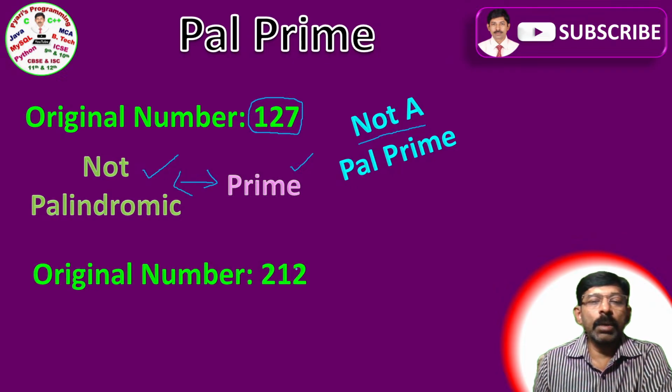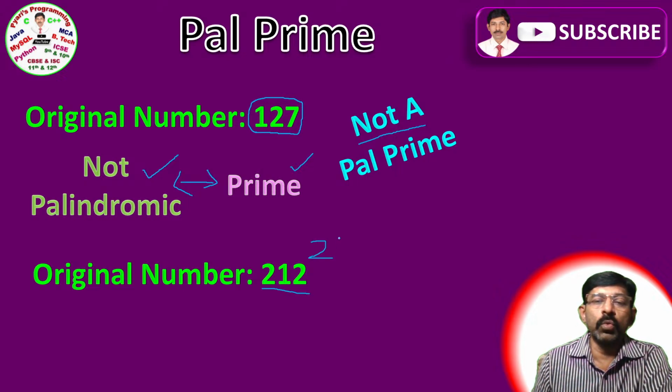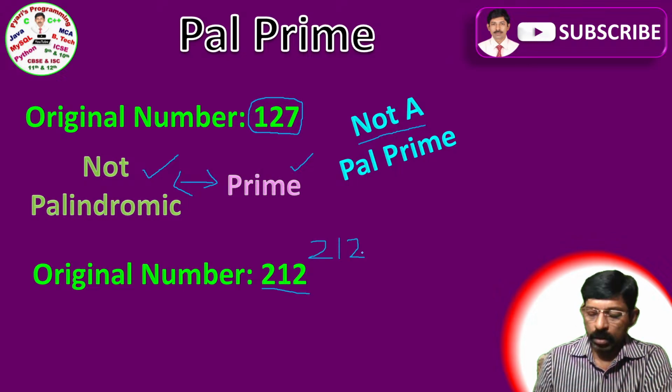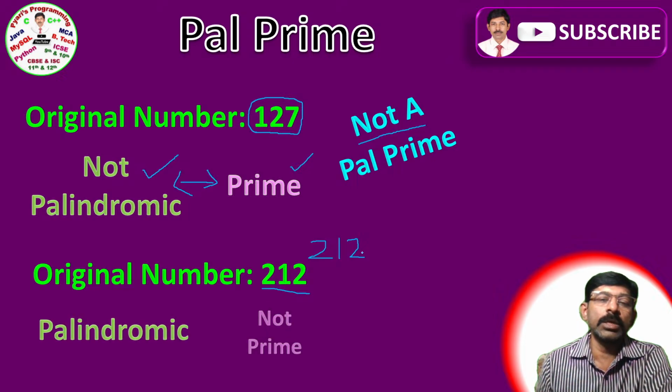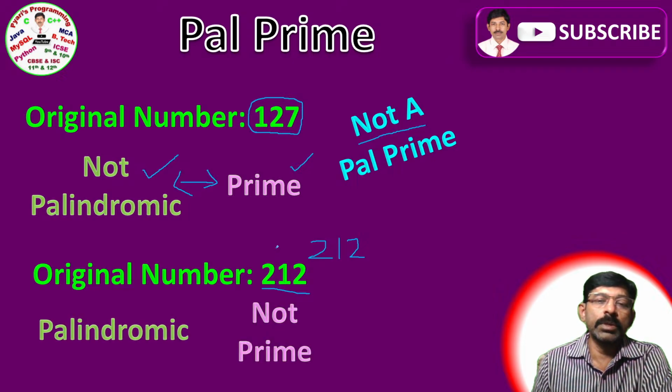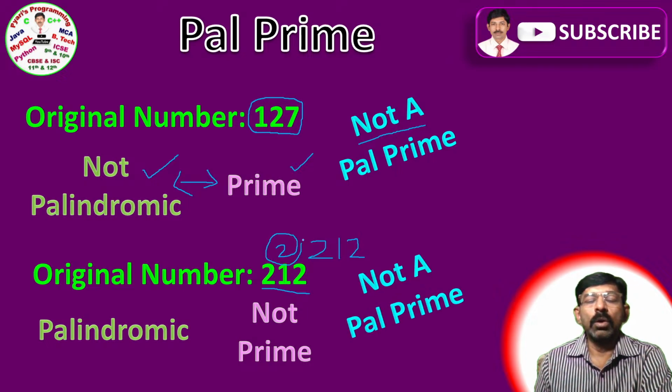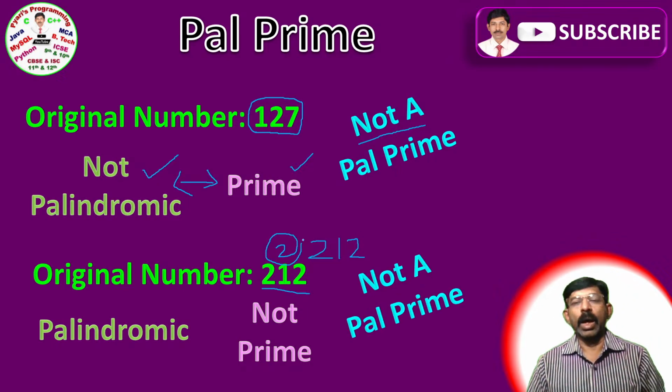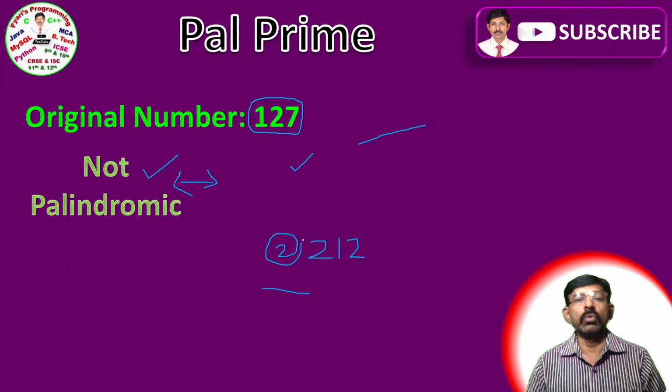Next, original number is 212. Reverse is also 212. So it is palindromic. Look at this. It is palindromic, but it is not a prime because it is divisible by 2. So hence, it is also called not a prime number. I have given 3 examples to you.